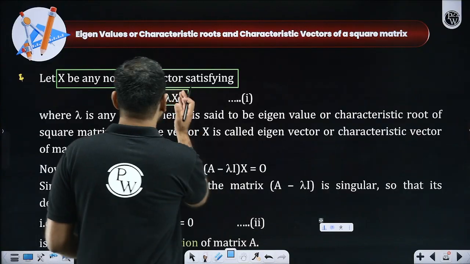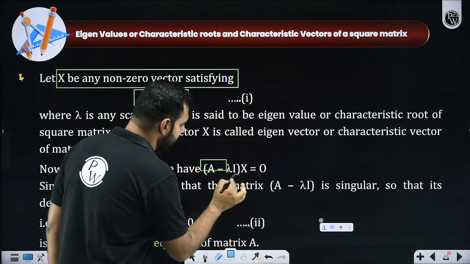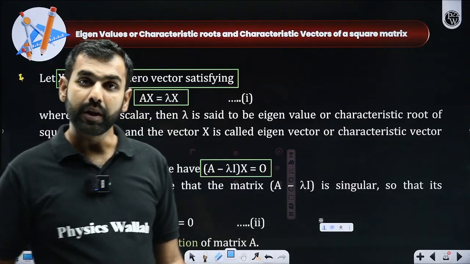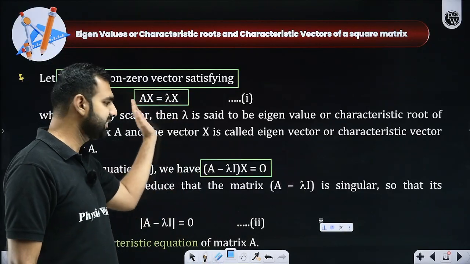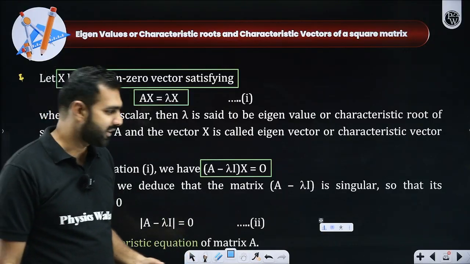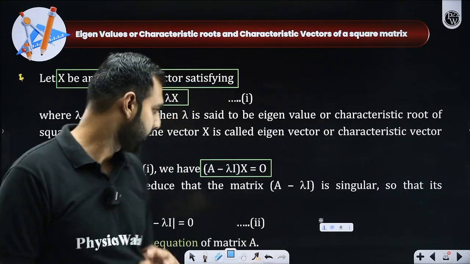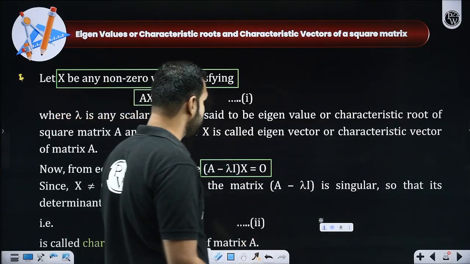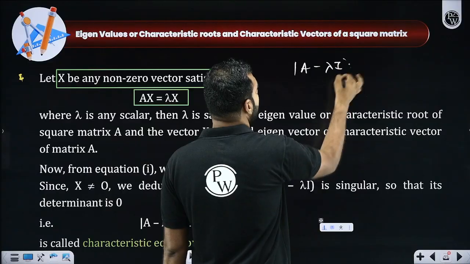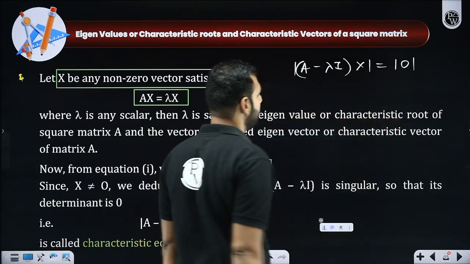If I take lambda X to the left hand side, what will I have? I'll have AX minus lambda X is equal to null matrix. X is post-multiplied on both these sides. So if I take that X common, can I not write it as A minus lambda I times X is equal to null matrix? Now, the most interesting thing here is that the determinant of A minus lambda I times X will be the determinant of the null matrix.